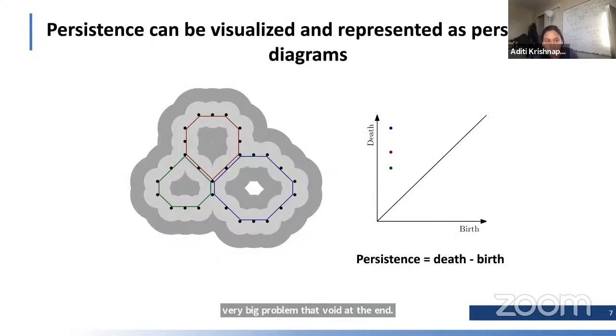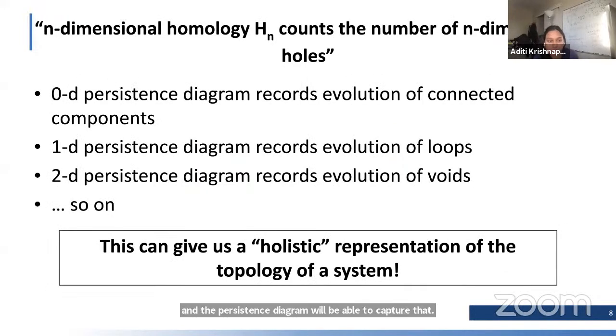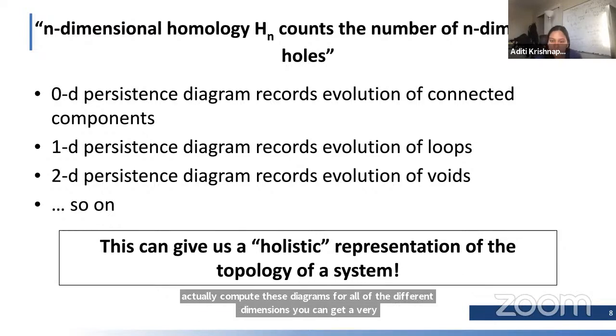And so this idea of persistence or the topological features of your system, it can be represented as these things called persistence diagrams, which are basically the summary of all of the topological structures of the system. And so here you have different voids of different sizes, and the persistence diagram will be able to capture that. And so for this first quick introduction, the general rule is basically that n-dimensional homology will count the number of n-dimensional holes. And so if you actually compute these diagrams for all of the different dimensions, you can get a very holistic view of the topology of your system.